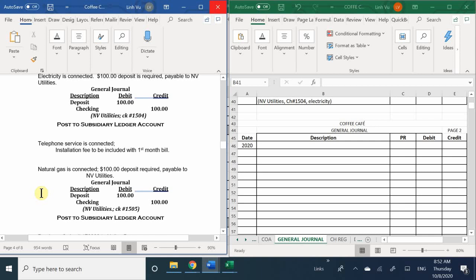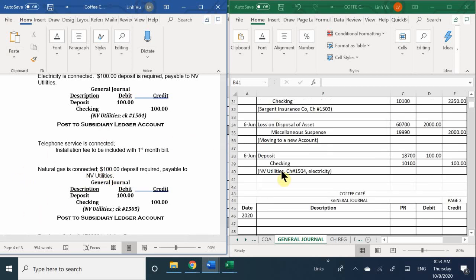What happened next? Natural gas connected, $100 deposit required. Good. And it's payable to NV Utilities. I don't know if this applies to you guys, but in this case, gas and electricity are paid separately. They're still to the same company, but they're two separate bills. Okay? So I need to make another deposit for NV Utilities for natural gas.